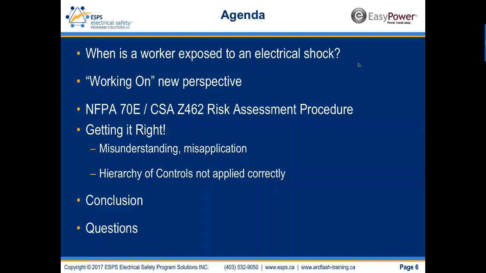Then again, getting it right, some misunderstanding and misapplication comments, again, meant to stimulate thought with a continuous improvement model. And really the hierarchy of controls now identified in NFPA 70E and Z462 related to the risk assessment procedure, and that they're not being applied correctly or they're being applied with a misinterpretation or misapplication. Then just a bit of a wrap up on what I wanted to cover today, and as I said, we'll cover some questions at the end of the webinar.